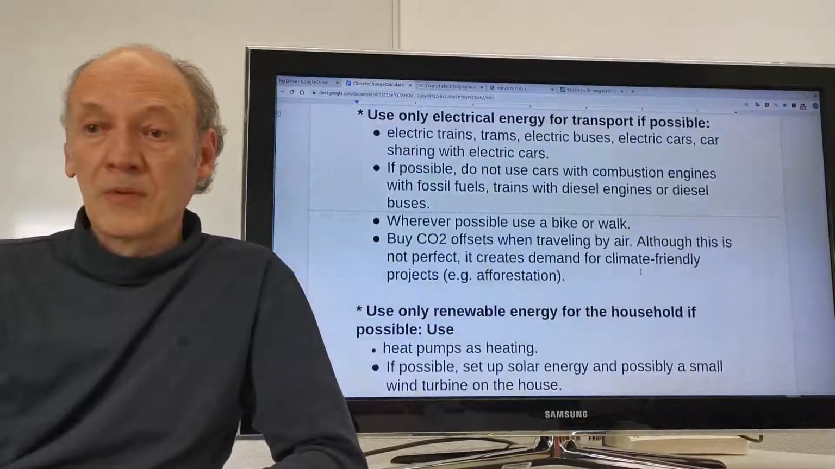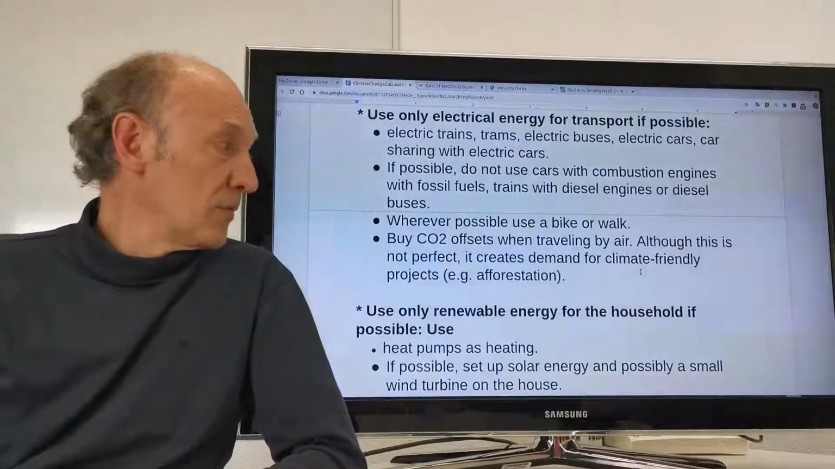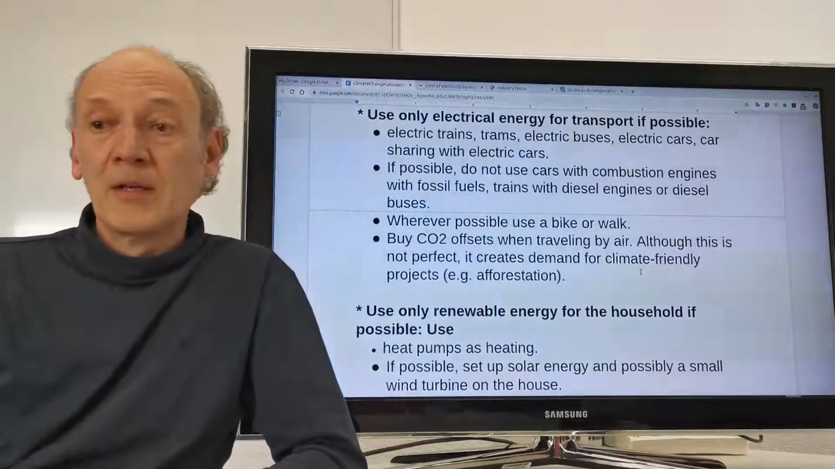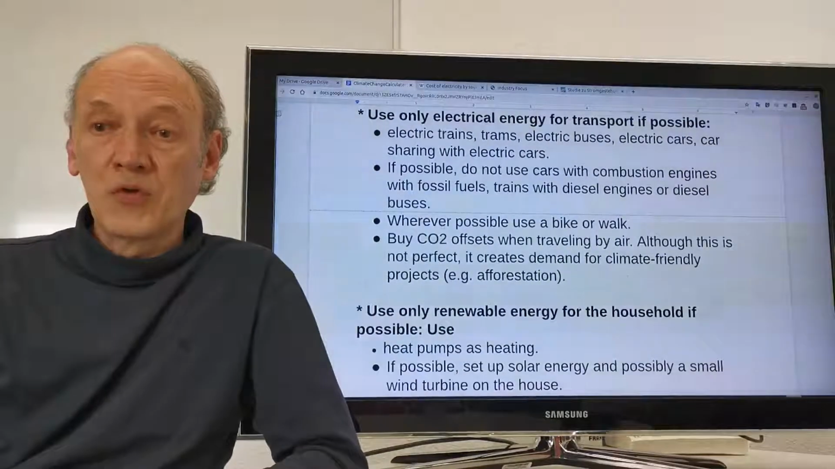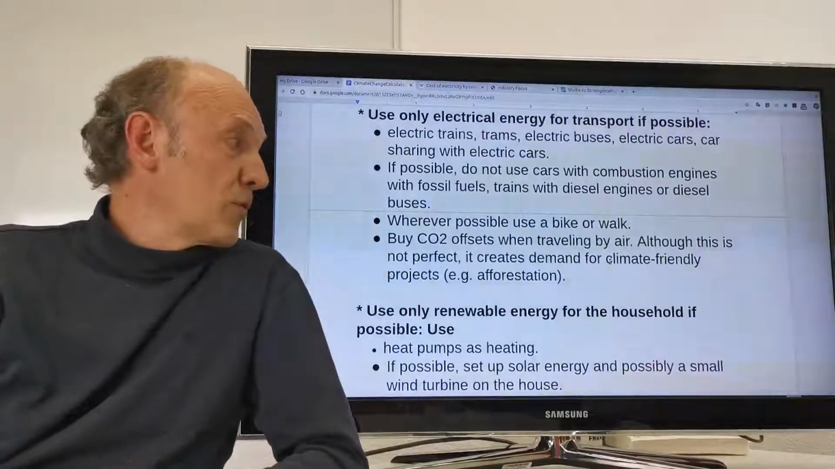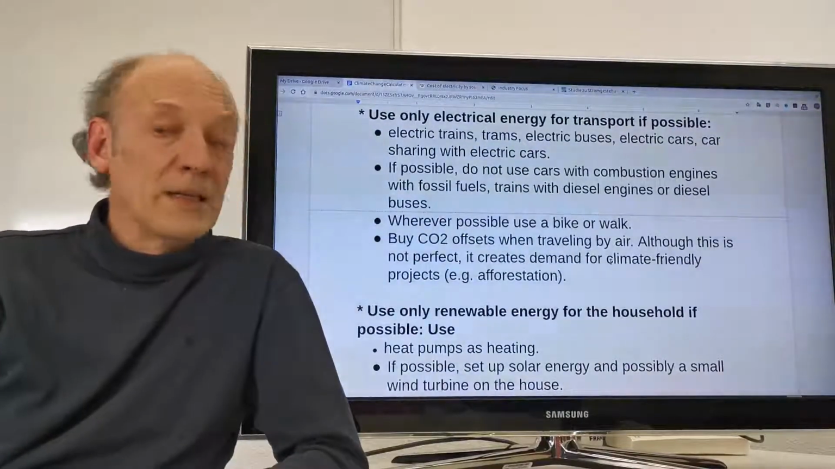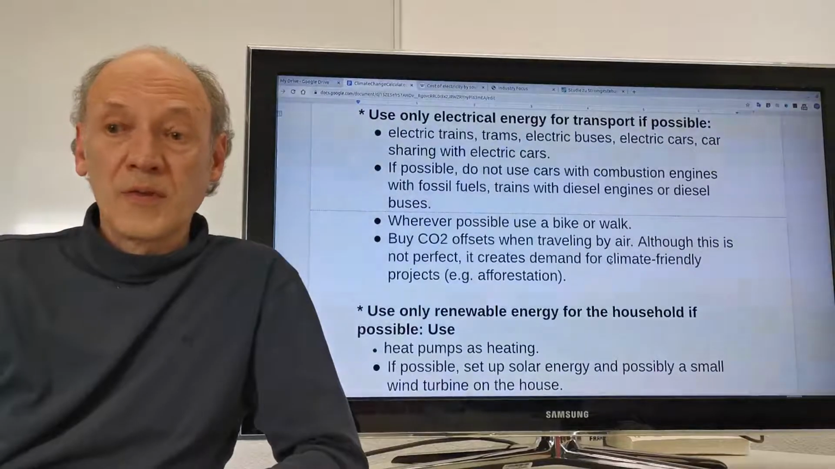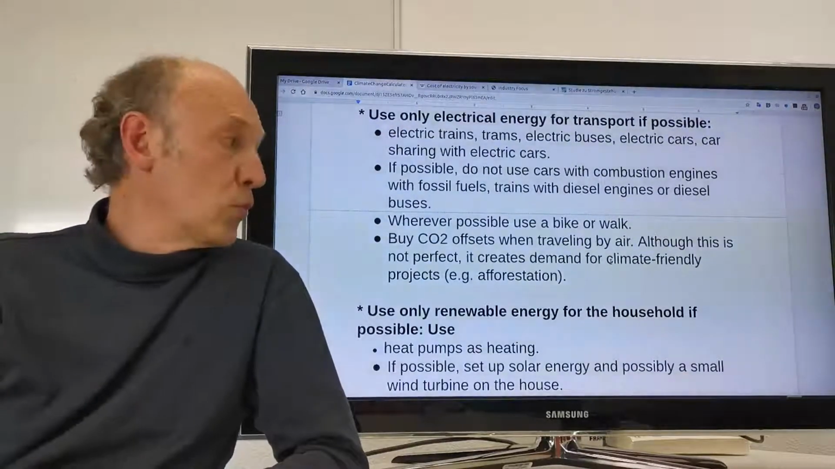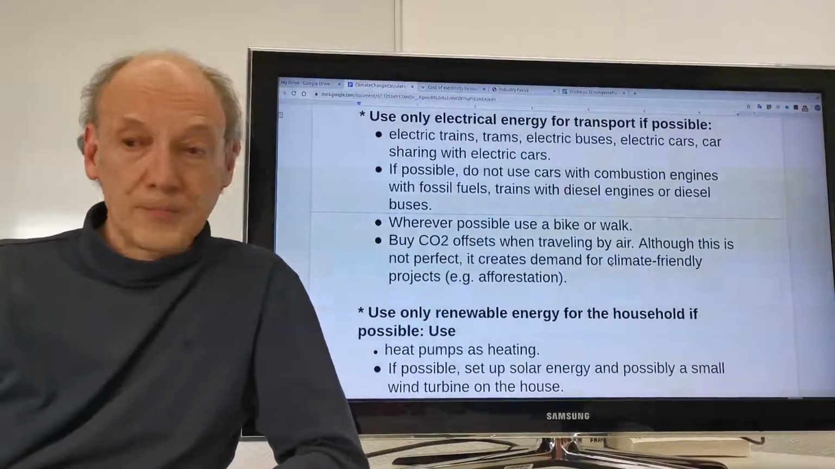Or if we have to use fossil CO2, like when traveling by air, we can still buy CO2 offsets. Right? This is not perfect, but it creates demand for climate-friendly projects. For instance, afforestation, to have more trees which then absorb more CO2 from the atmosphere.